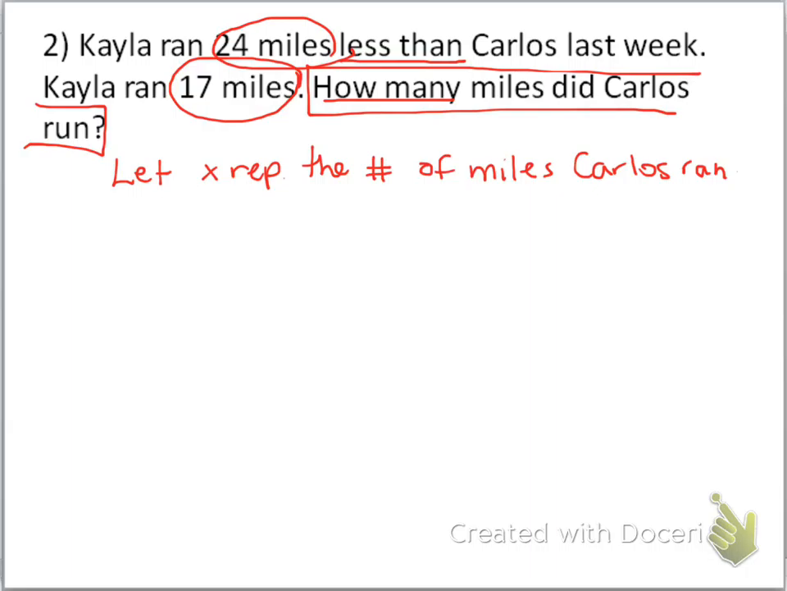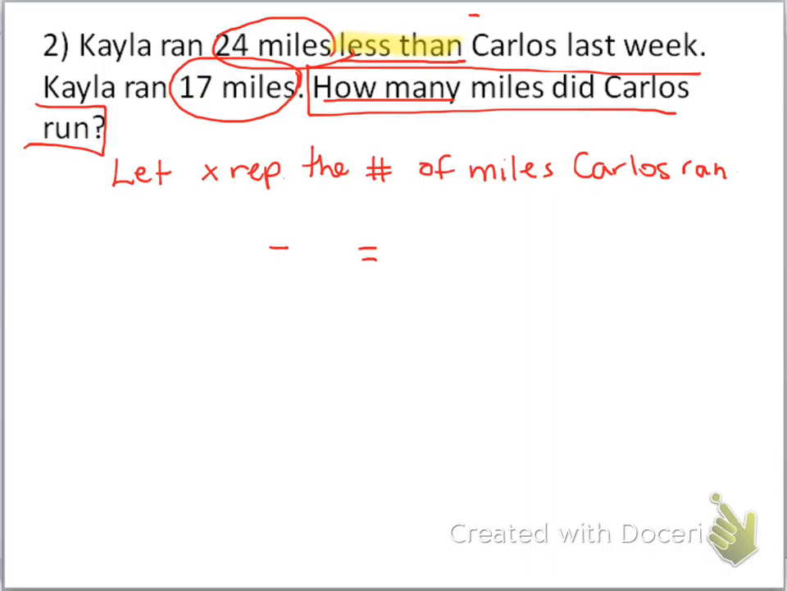Okay, our next step. We need to find the key word that tells you the operation. If I look back at my key math words that I underlined, I see less than and I see how many. My key math word is less than. And less than means subtraction. So I know I'm going to have a subtraction equation. So I have something minus something is equal to something.